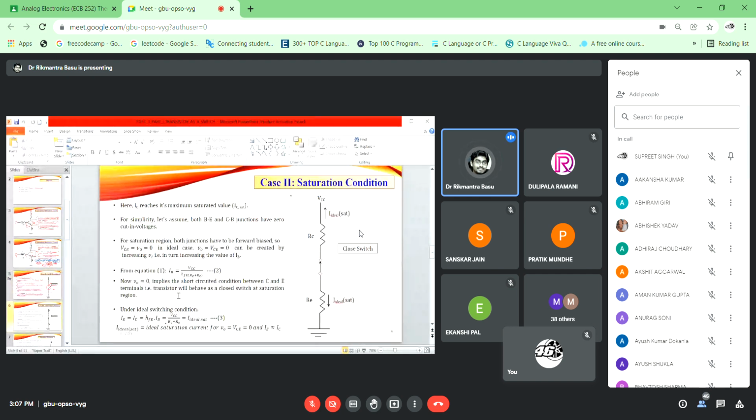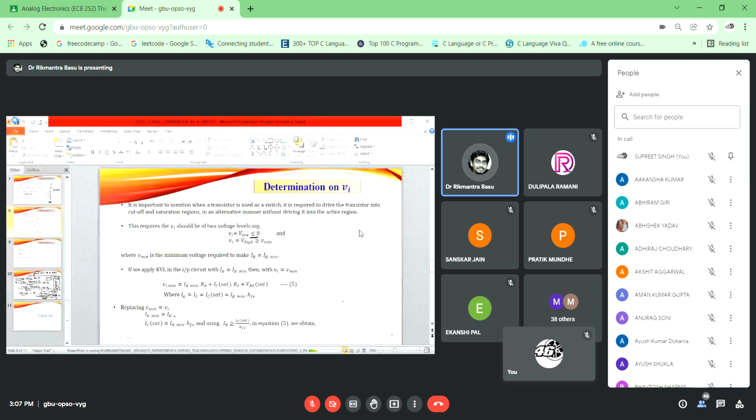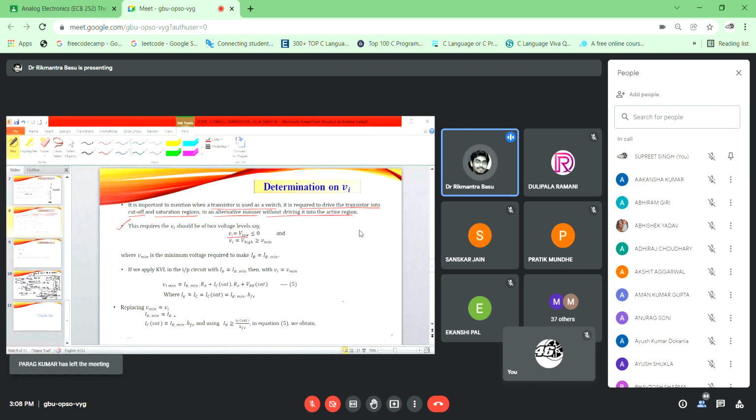Case 2, saturation region. Great. So here we are, the determination of VI. It is important to mention that when a transistor is used as a switch, it is required to drive the transistor into the cutoff and saturation regions in an alternating manner without driving it into the active region. This means VI should be of two voltage levels. Either it should be a low voltage level, that is less than or equal to 0, or it should be a high voltage level, some value of VI minimum.